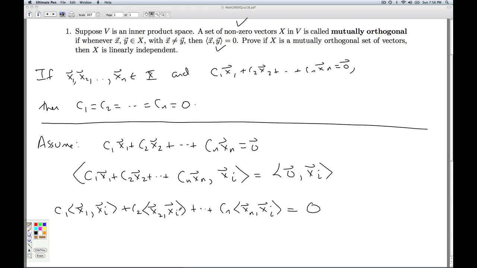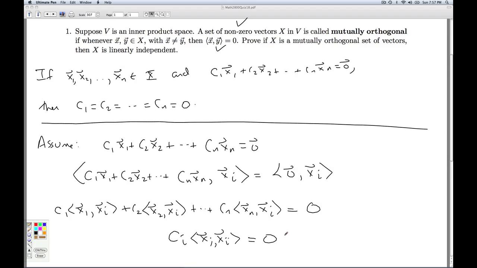Now I use the mutual orthogonality condition. If x_i isn't equal to x1, this inner product is 0. If x_i isn't x2, this inner product is 0. So the only thing that's going to survive over here is c_i times the inner product of x_i with itself.